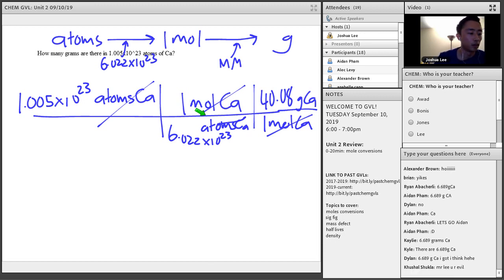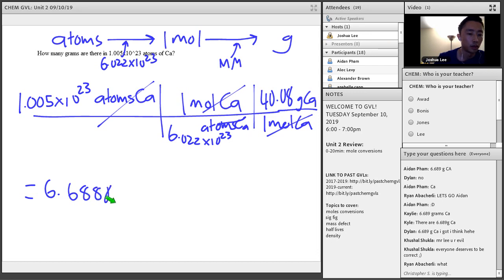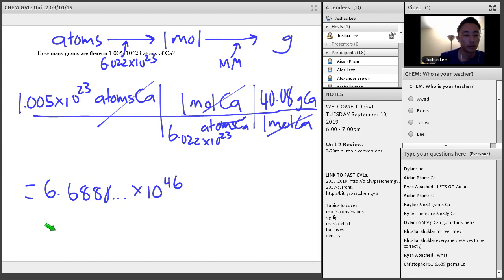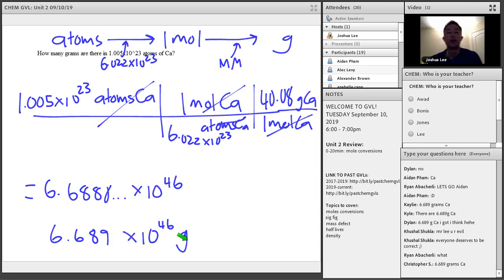So this is a common mistake that people make. 6.6888 times 10 to the 46. 1, 2, 3, 4, 6.689 times 10 to the 46 grams of calcium. So if you notice, the number is correct, but typically anytime you see something that's like times 10 to the 46 or in the 40s, you probably did something wrong.